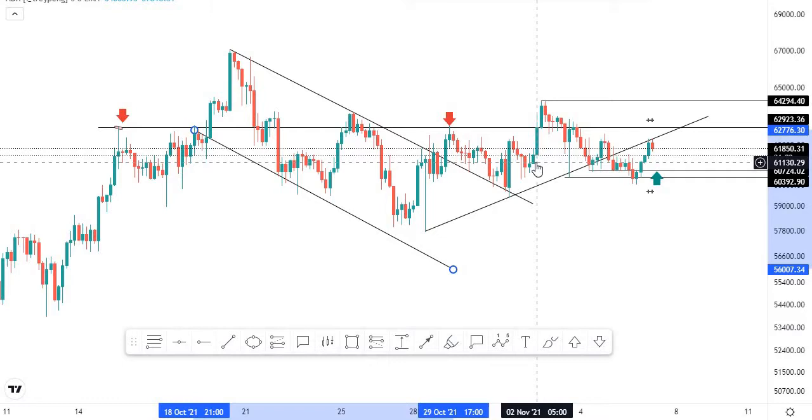Literally, I want BTC to keep on going up, but obviously it's not going to be like that. So what I do is I trade what I see, not what I want. So obviously you should keep that in mind.